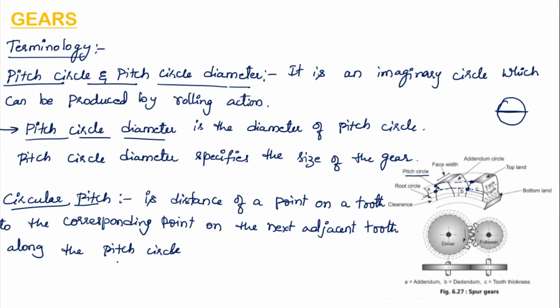So how do we write this formula? Pitch circle or circular pitch P = πD1/T1 = πD2/T2. So D1 is the diameter of the first gear, D2 is the diameter of the second gear, T1 and T2 are the number of teeth on the first gear and the second gear respectively, and this is the pitch of these two gears.